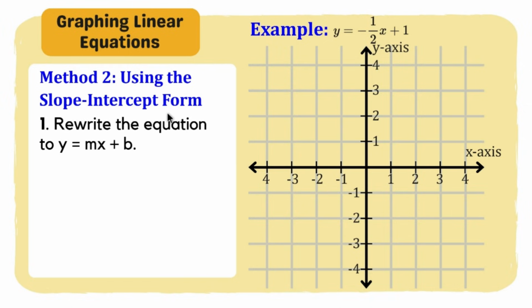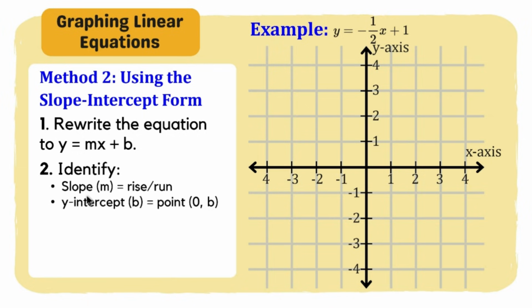So what are the steps? First step is to rewrite the equation to y is equal to mx plus b. Second step is to identify the slope or yung rise over run natin. And then yung y-intercept, which is denoted by letter b, or yung point wherein the x coordinate is 0, and then you just need to find the y coordinate.